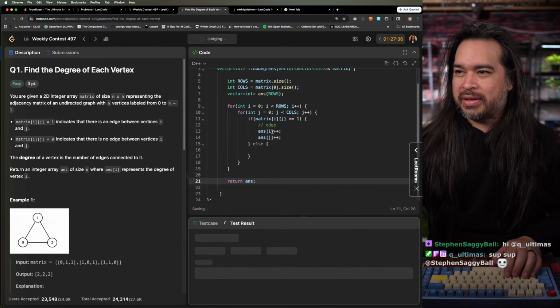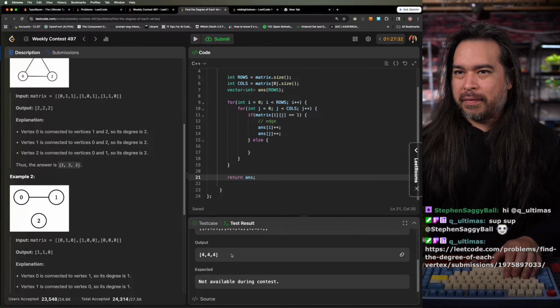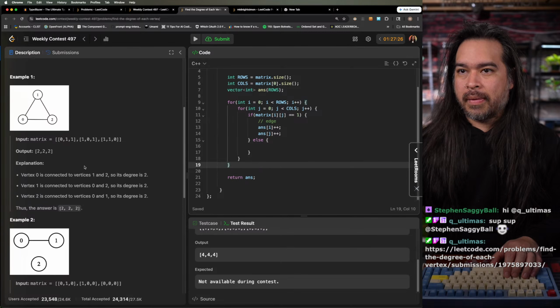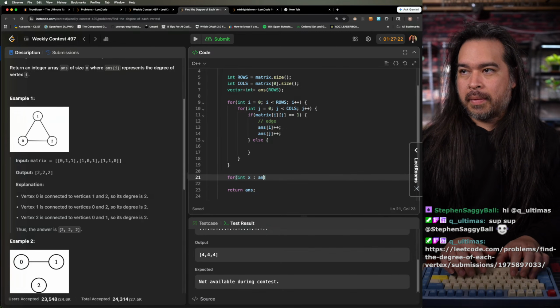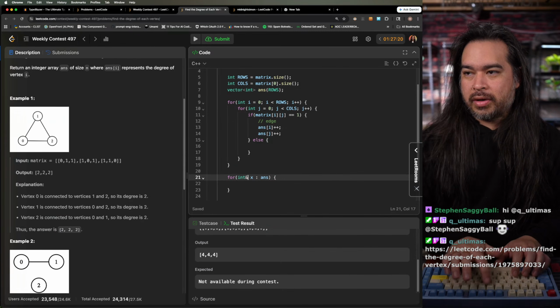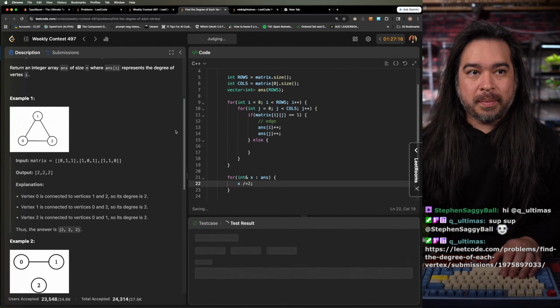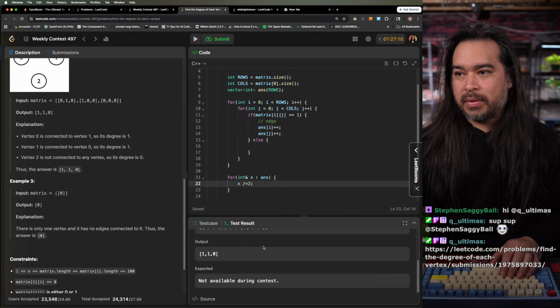Oh, bunch of typing. Let me see. For no reason. 444. Huh. Do I just divide it by 2? Because it gets double counted. 222, 110, and 0.